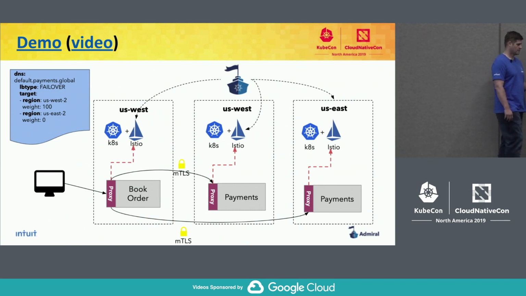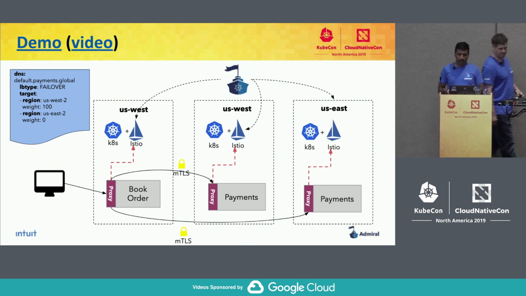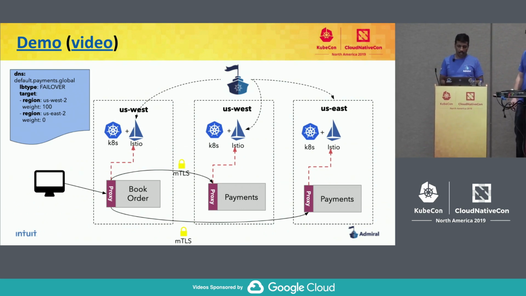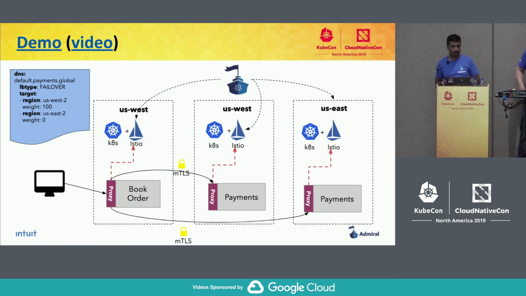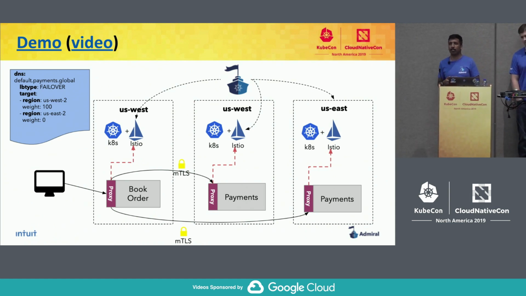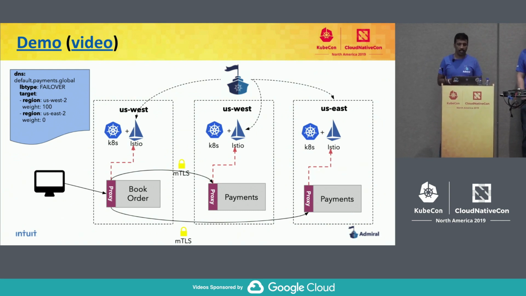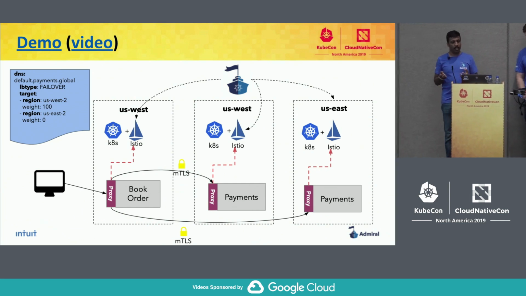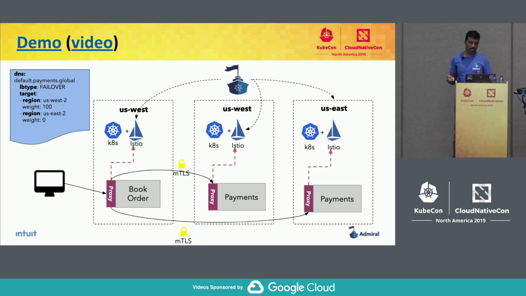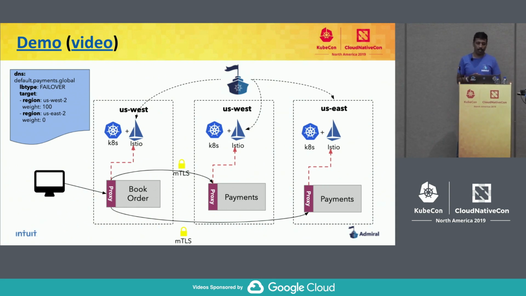Thanks, Jason. OK, so today we would like to demo the global traffic routing capability that's powered by Admiral. First, we'll look into the same toy problem that Jason was talking about. On the right-hand side, there's a payments microservice that has been deployed in both US West and US East regions, and that is for the disaster recovery issue. And then you have a book order service that's deployed in another cluster that calls the payment service for the payment processing. Each of these clusters have Istio in them.